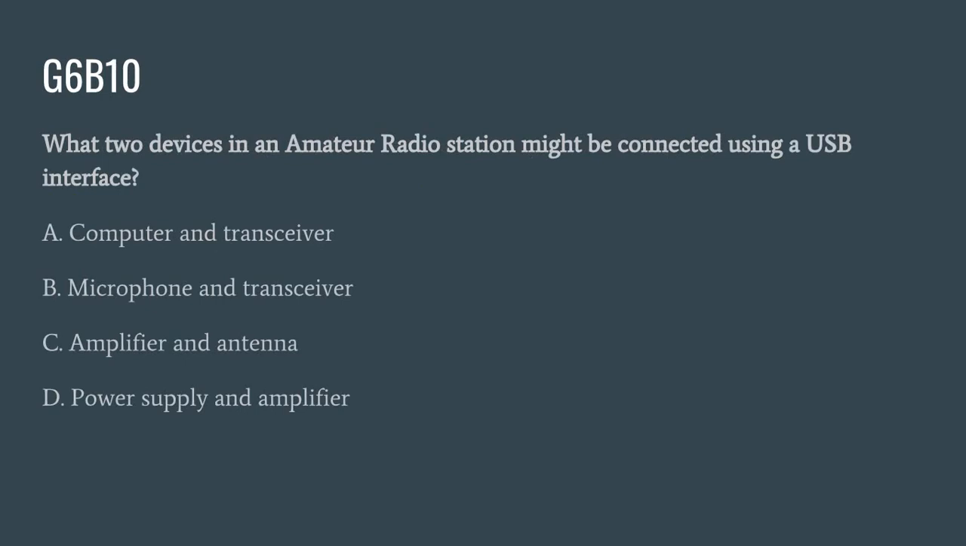G6B10, what two devices in an amateur radio station might be connected using a USB interface? A, computer and transceiver. B, microphone and transceiver. C, amplifier and antenna. Or D, power supply and amplifier. Correct answer A, computer and transceiver.